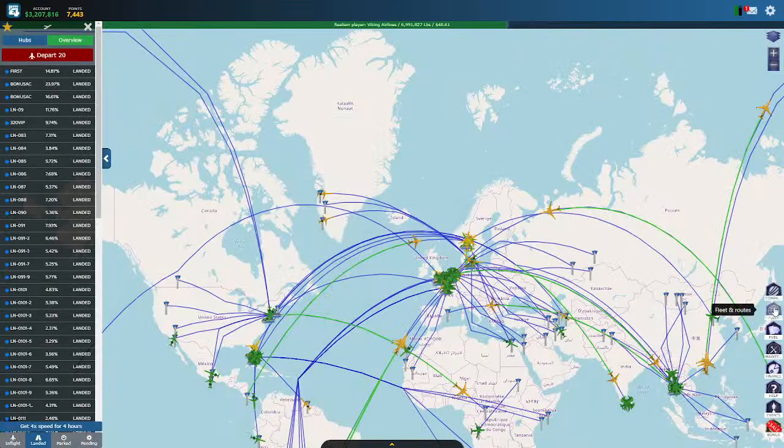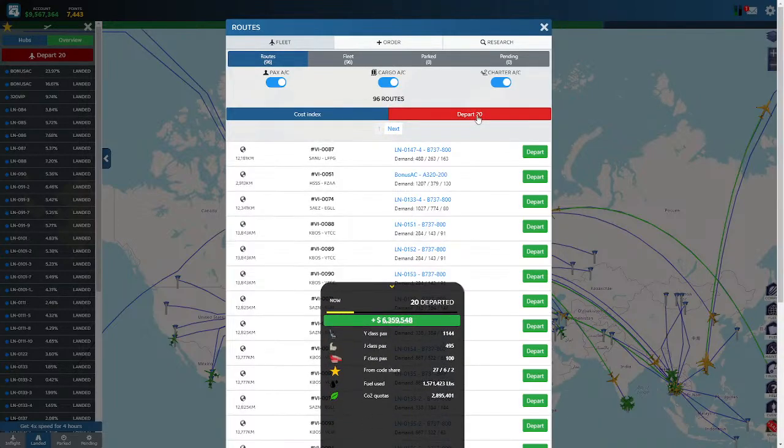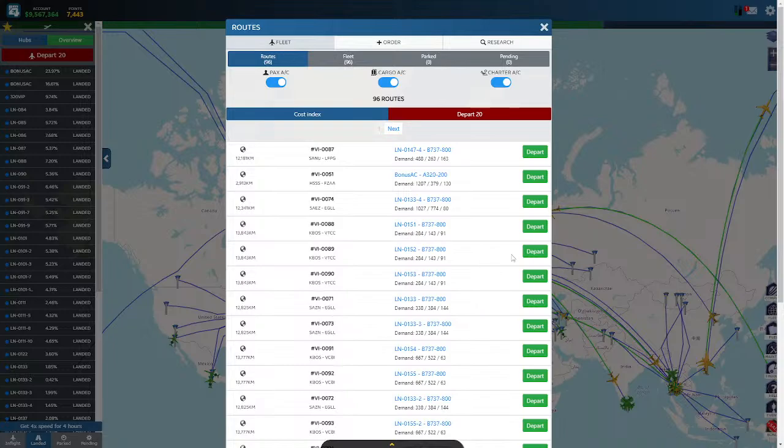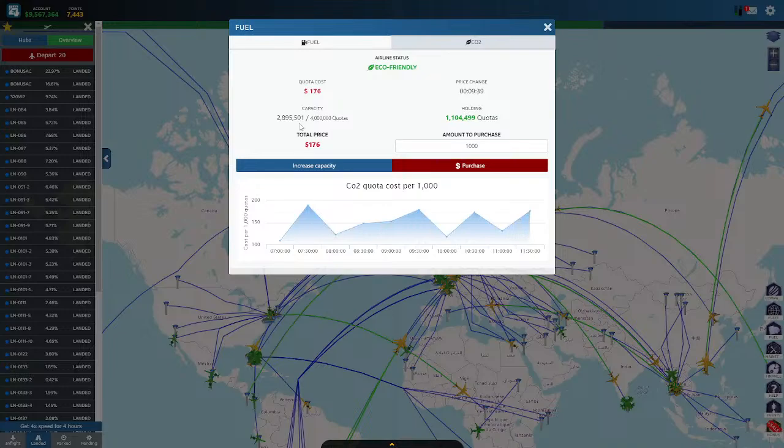But that was 20 planes. I got more than 20 planes. So I'll send out 20 more, depart 20, and let's see what happens. I got 6 million this time. I got 8 million the other time. Now I cannot depart 20 more. I have to check the CO2. You see, it's used more than half. So I need to buy CO2 every time I send out 20 planes.